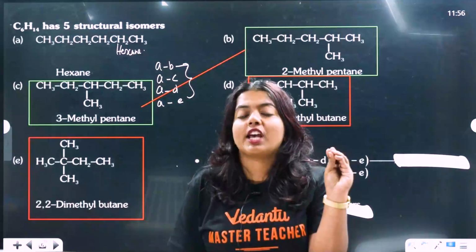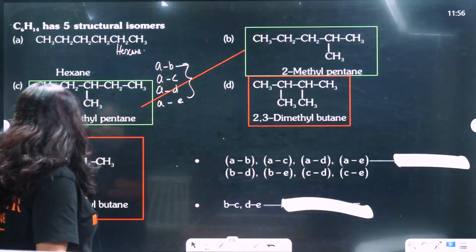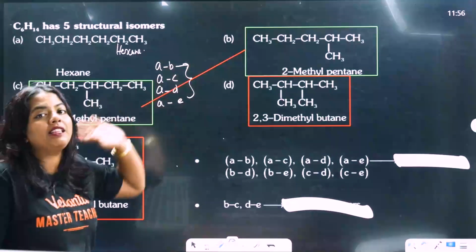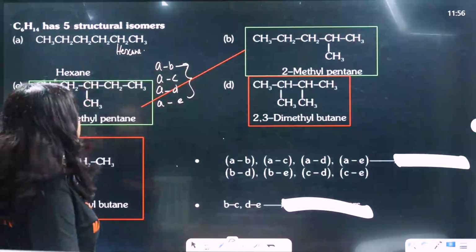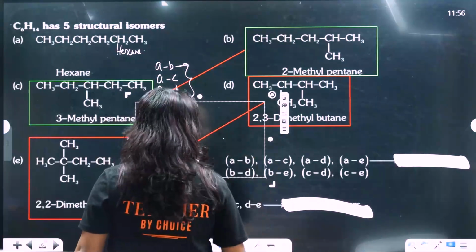It's not an example for the chain isomerism. It's an example for the positional isomerism. This one. It's an example for the position isomerism because there is a change in the methyl group. It was 2 before, now 3, right? Clear, everyone? Clear? Now next one I'll tell you.